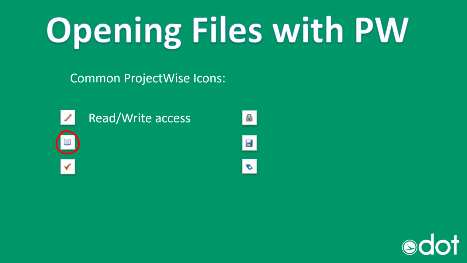Next, we have the book here, which indicates read-only access. This symbol means that the user can read the file but cannot edit the file. The user can view the file, but it remains available and unlocked to other users.